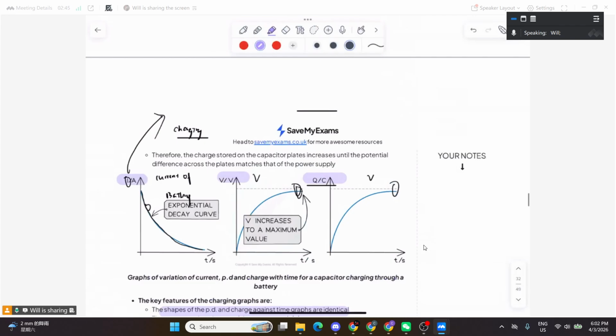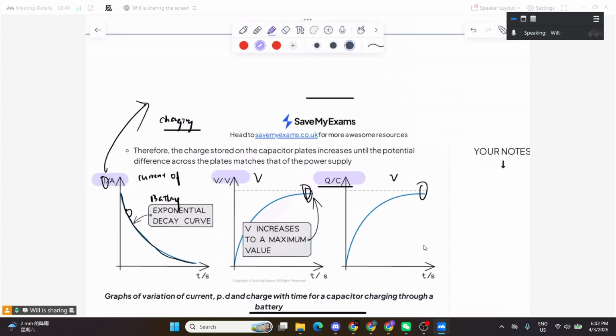Okay, the three graphs, right? You can tell me whether this is the charging or discharging process. Is it charging or discharging? Charging. It's charging. Discharging. Why discharging? No, not discharging. It's charging. Why? Because the battery charges the capacitor.